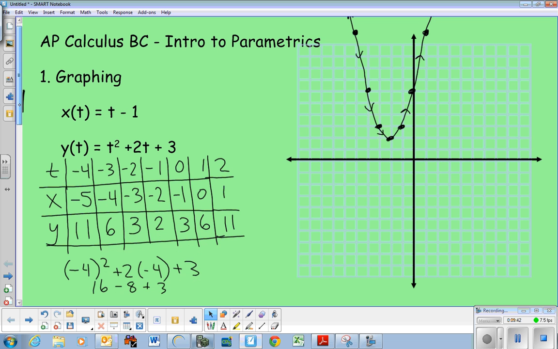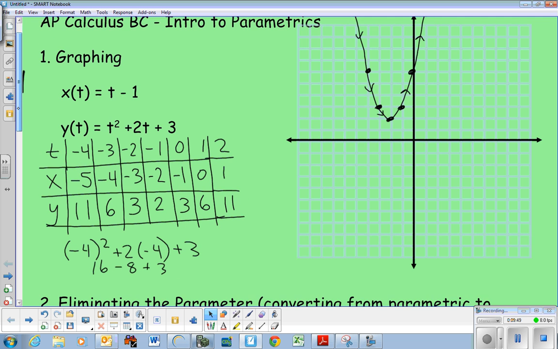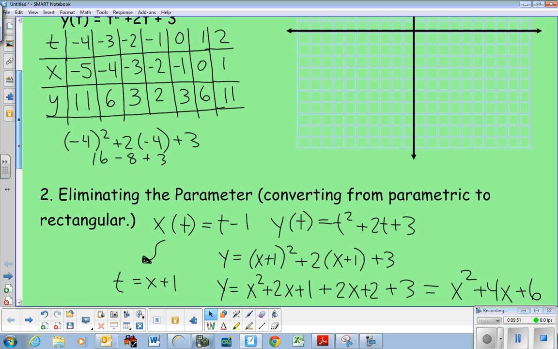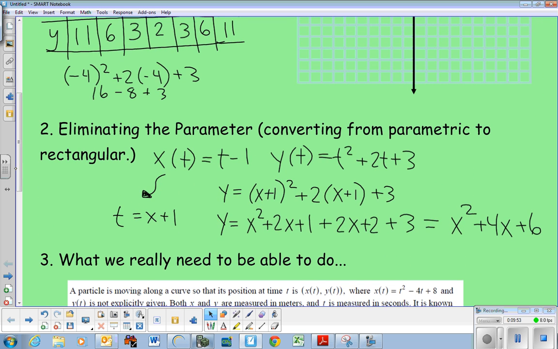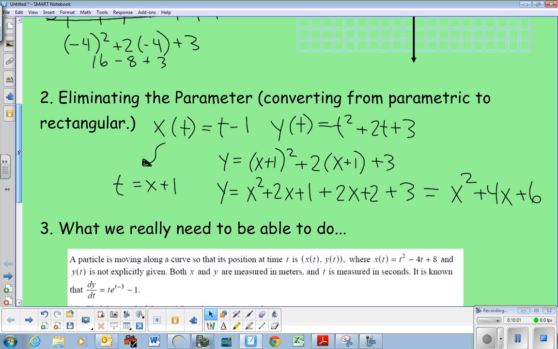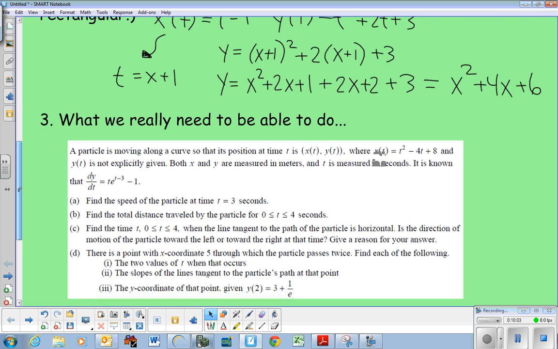This is basic parametrics. We're looking at x's and y's separately. And that's that. Now, we're going to do some work from our book, and it'll look sort of like that. I'll ask you to eliminate some parameters and stuff like that. The most concerning thing is what is going to happen on your AP test.